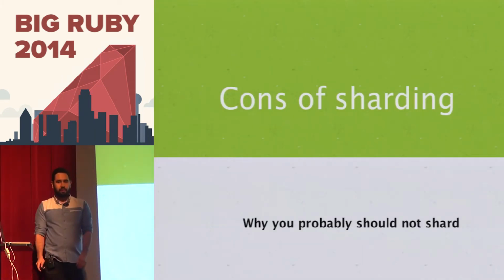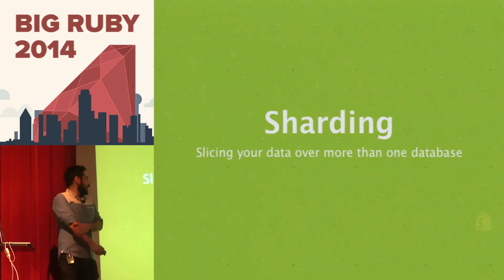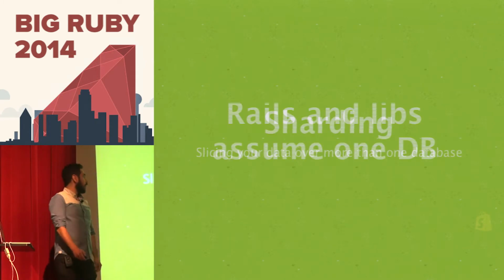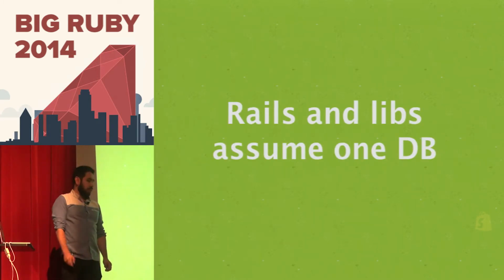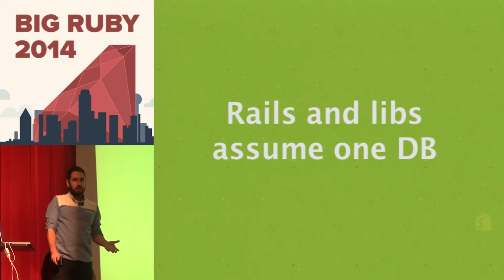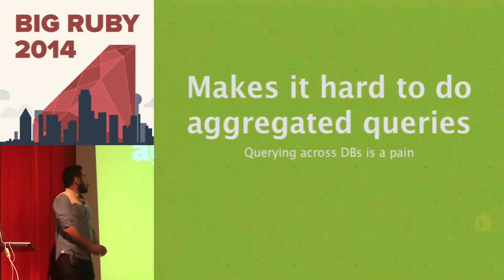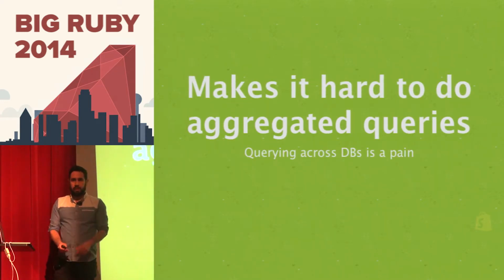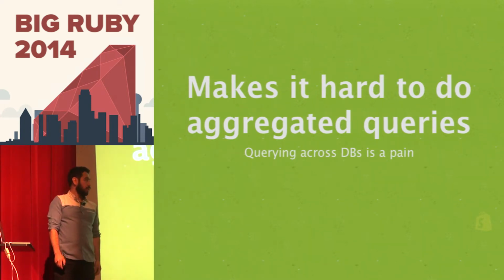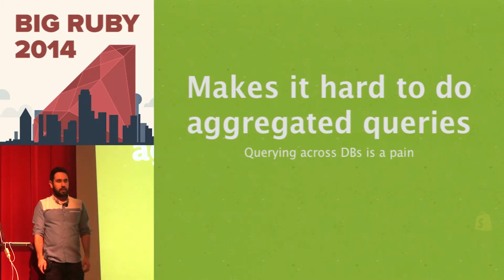So why should you never, ever shard? Sharding is just slicing all your data over more than one database. That's the definition I'm going for. Rails and most libraries really like to have one database, and they are very comfortable with that. It's a built-in assumption, so you're going to be fighting the system all the time. It makes it really hard to do things you maybe do all the time now. Like if you want to group by something on your customers, well, you can't do that anymore. Well, you can do it, but you have to think about it, and you have to prepare for that.